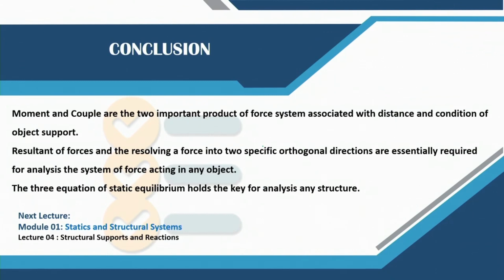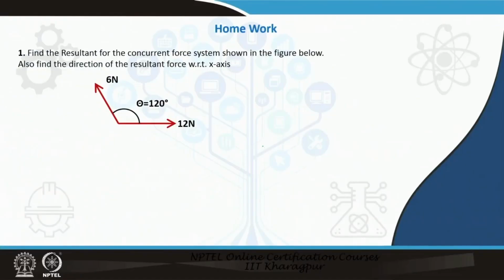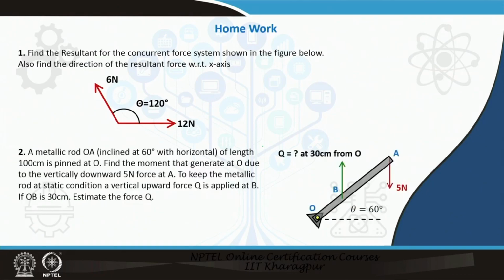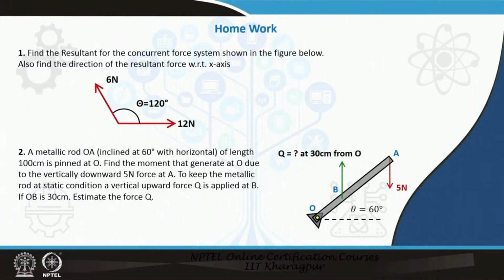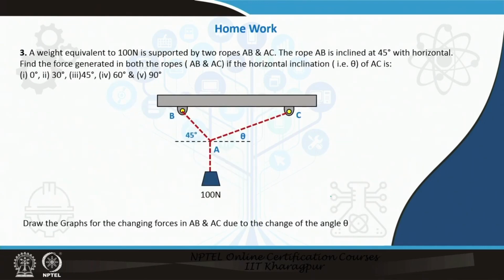But before we end today, I have some homework for you. I have 3 homework problems for this. The first is very easy: you have to find the resultant force for this force system. The second one is that a particular inclined body is under a force of 5 kilonewton, the red color force, at 60 degrees. So definitely it is going to move, and so what should be the value of force Q at B, which is 30 centimeter from O, that will give you equilibrium.